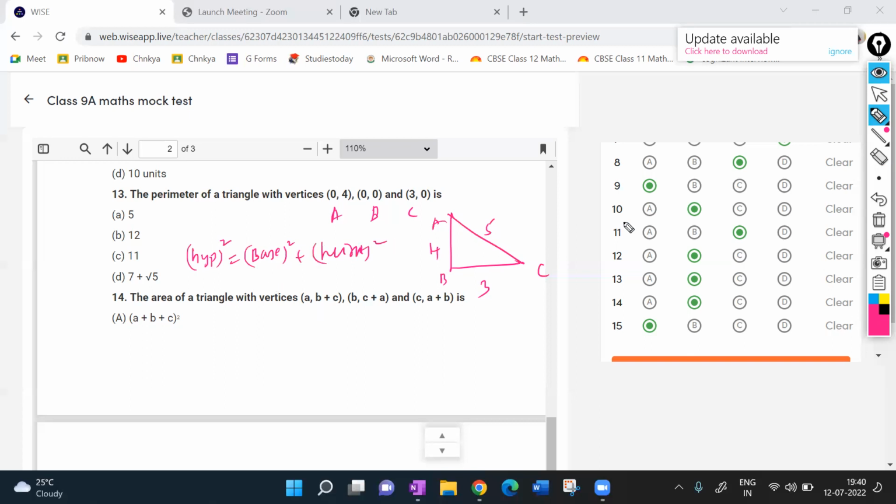So we need the perimeter. What is the perimeter formula now? Tell me. Sum of all sides, sir. So 4 plus 3 plus 5 is 12. That's option B, it is correct. How simple it is, beta. Easily you can do it.